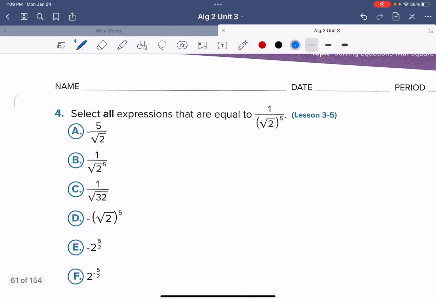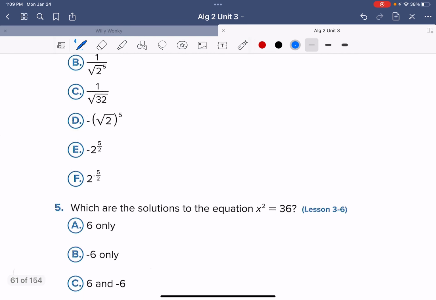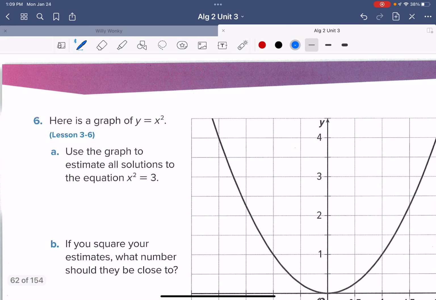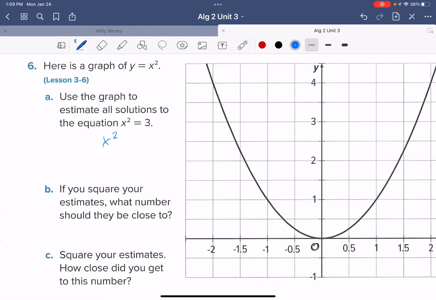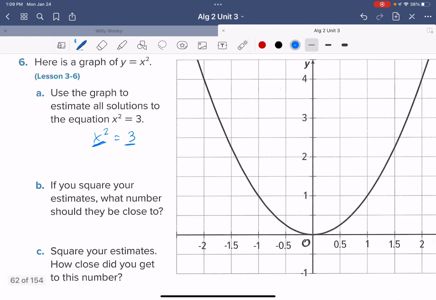Next page. Pick all of them that apply here. That one we've talked about. This one here is just looking at the parabola. When does the parabola equal 3? Right? So you go to 3, and when does it equal 3, right there and there. And then you look down at the x-axis. That's what x is. X something squared is 3. So that's what's going on. They're trying to connect the graph to the square root.